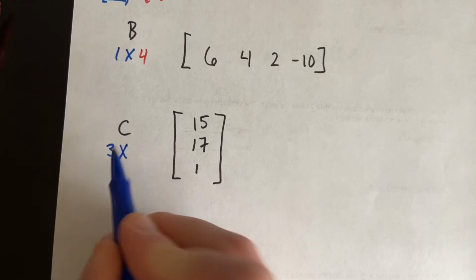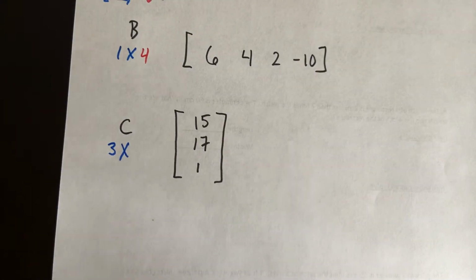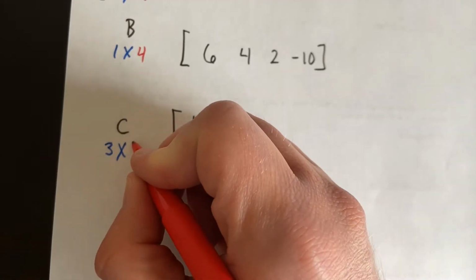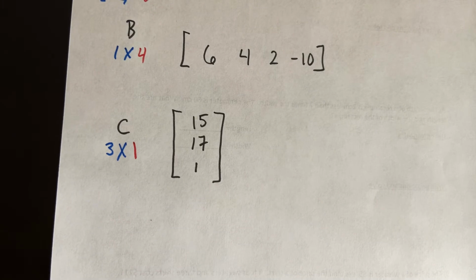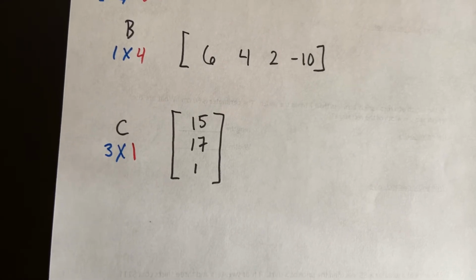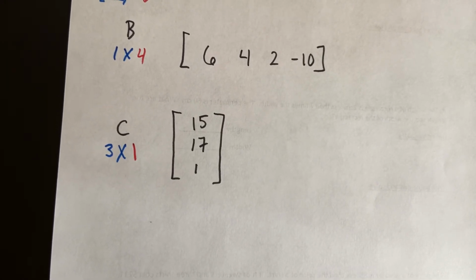So this would be a 3 by, and how many columns do we see? Well, there is only one arrangement of values going down. So that would be a 3 by 1 column here. Okay, and again, just kind of getting you used to the terminology, how these numbers are represented.